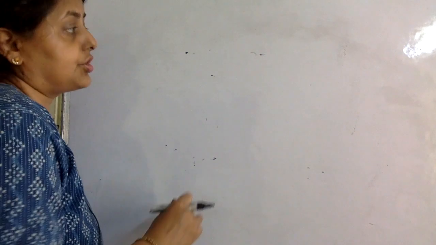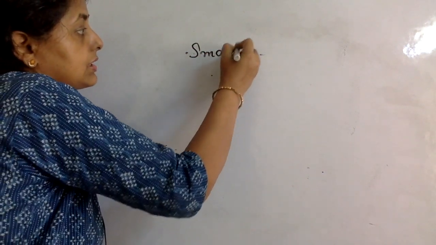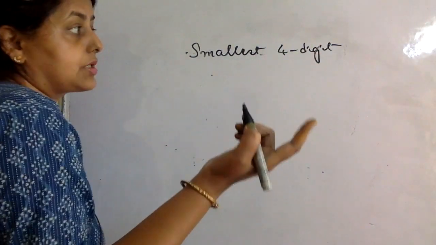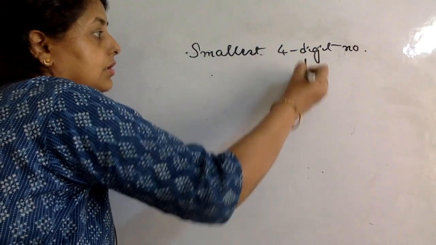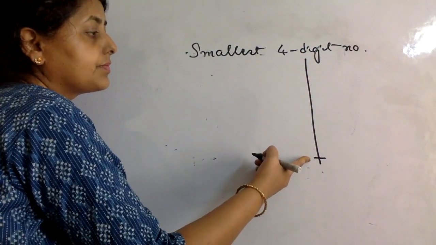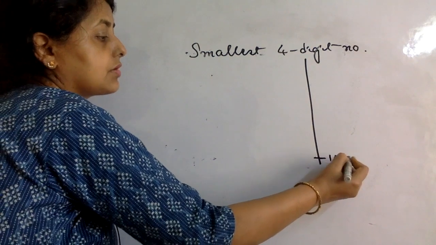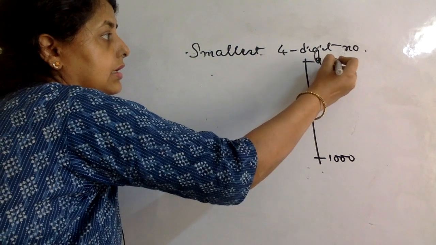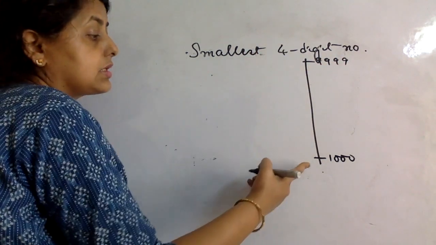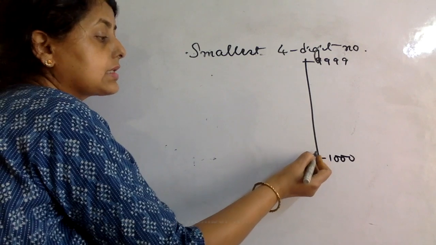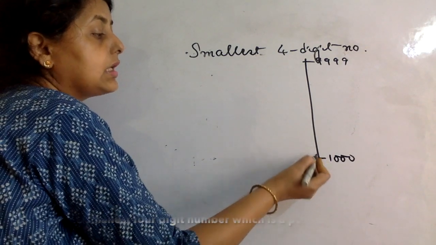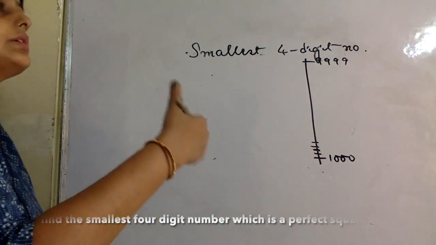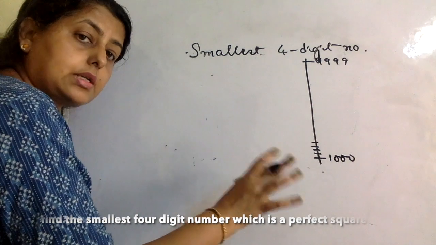What is the smallest 4-digit number, as you can see written in the question, which is a perfect square? Now here 4-digit numbers start from 1000, isn't it, and go till 9999. This is the greatest 4-digit number, this is the smallest 4-digit number. In that case the smallest 4-digit number will lie somewhere very close to this, okay. We'll try and get it as close to this, but then it has to be a perfect square.